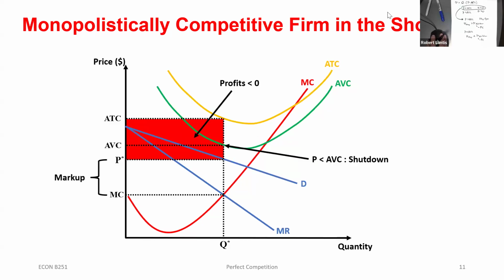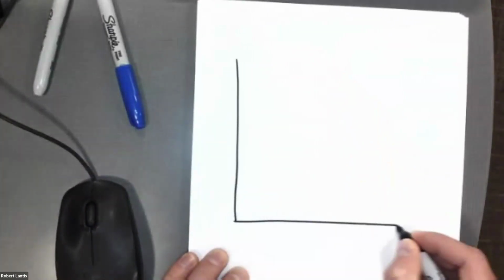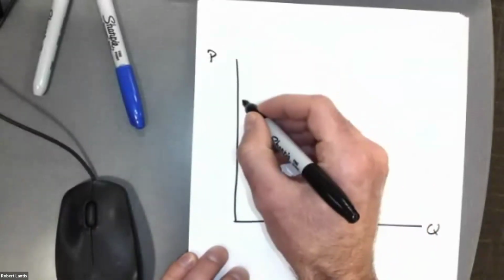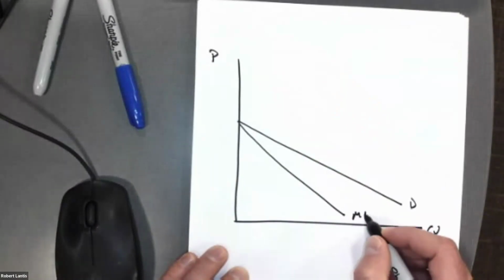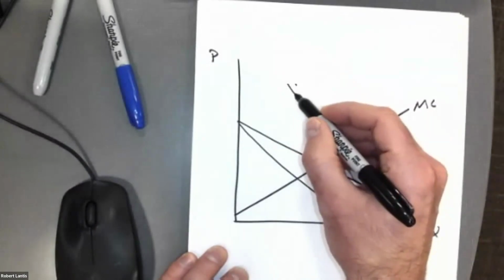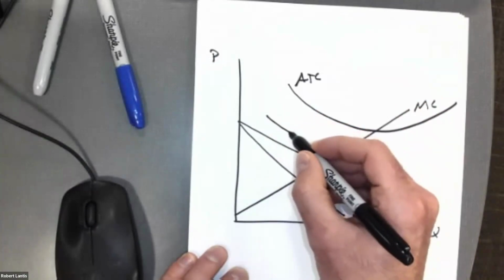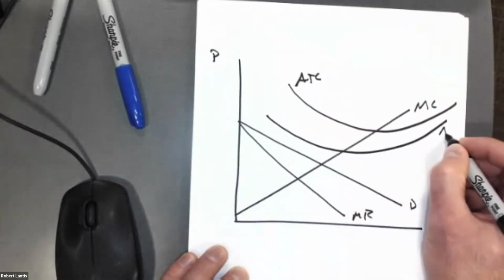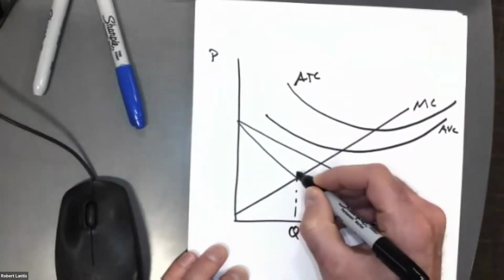Okay. So to give a little bit more insight into this, let me try to write this out in a slightly different way. Hopefully it'll help. So let's say I've got my demand curve, twice as steep marginal revenue curve, got my marginal costs, I've got average total costs, and I've got my average variable costs.